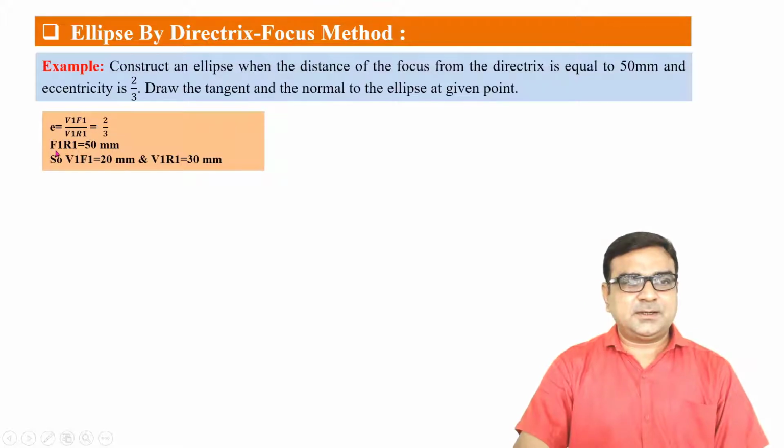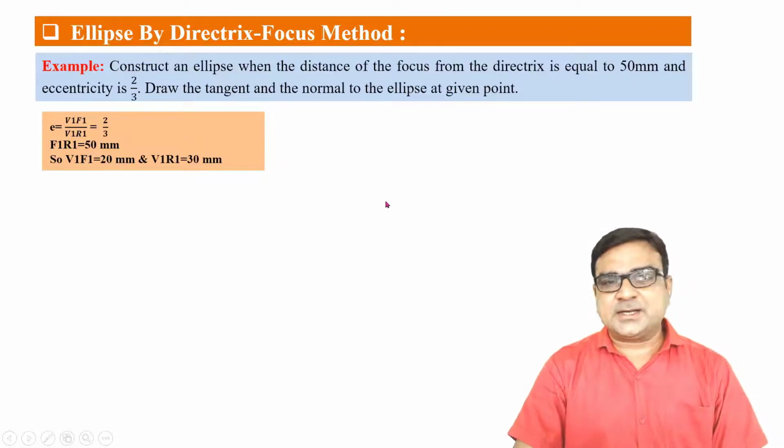The value 50 mm is the distance between the focus and the directrix, so F1R1 is equal to 50. Now from this ratio and this equation we can find the distance between vertex and focus, which is 20 mm, because the total is 50 mm and the ratio is 2 by 3. So the distance between vertex and focus is 20 mm and vertex to directrix is 30 mm.